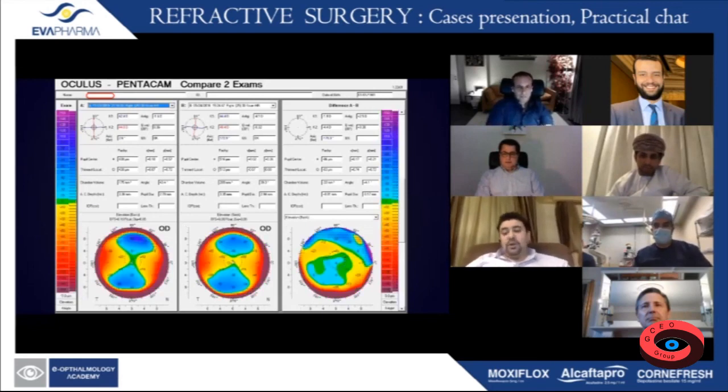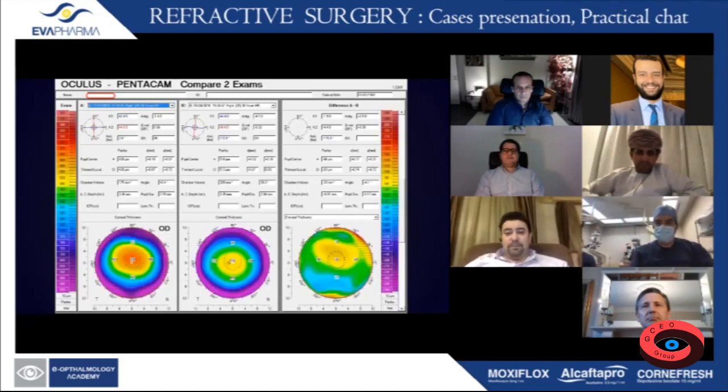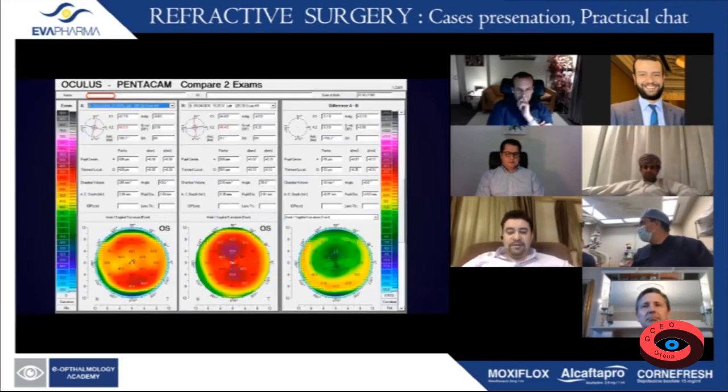Here is the comparison between the posterior elevation pre and post-operative. There is no posterior elevation that occurred because of the operation. And here is the pachymetric comparison map between the two, and you can see the ablation is a little bit decentered superiorly in the right eye. And here is the left eye showing the same findings, with a little bit of decentration also in the pachymetric comparison map.